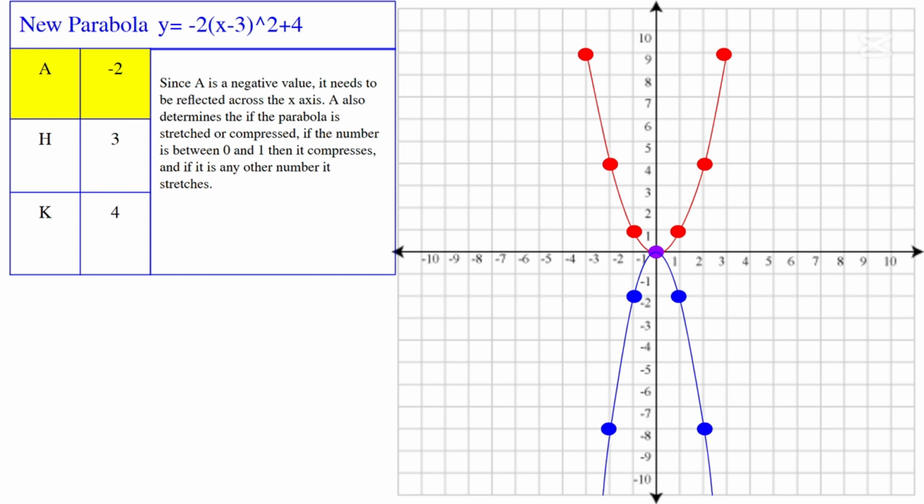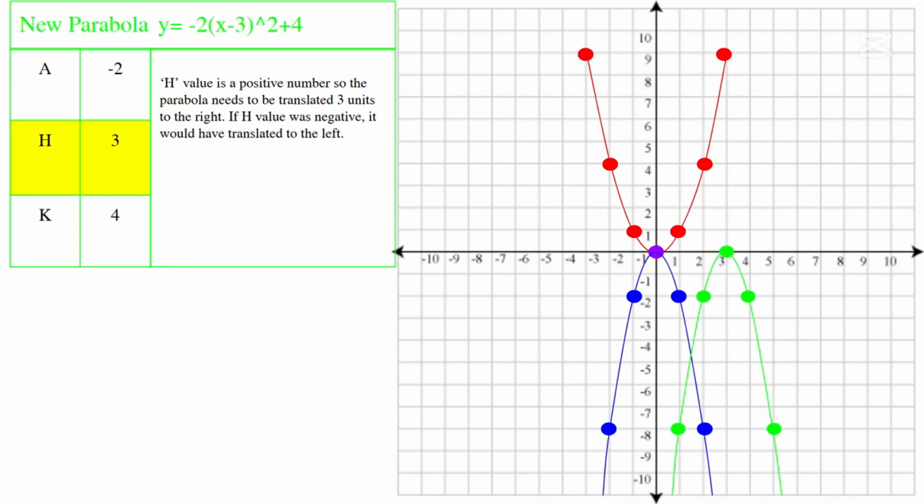Then you also need to stretch or compress it by 2. You compress the parabola only if the a value is between 0 and 1, or 0 and -1. But it's stretched if it's any number other than that. So over here the number is -2, and I used Desmos to see where I would put the points if the a value was -2, and you could also use that.